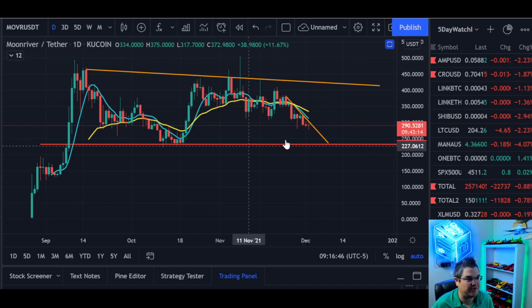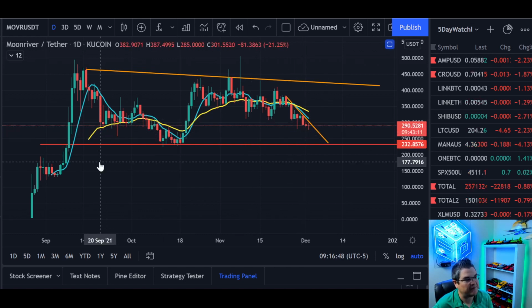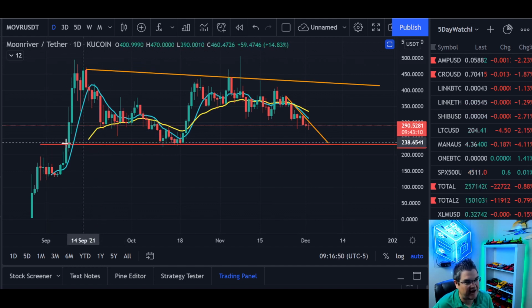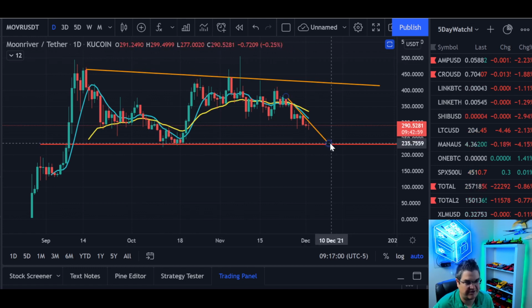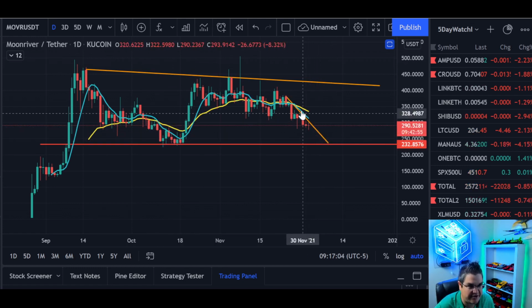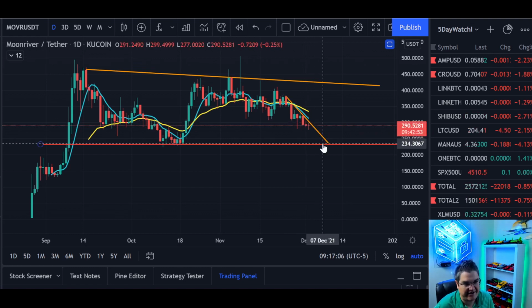The daily chart for MoonRiver. What do we got? Well, our baseline, I'm picking out this 230-ish level. We had some consolidation down here, one wick here, and just based on this chart alone, this is the clear support level if we continue down, right? We're at 290 now.